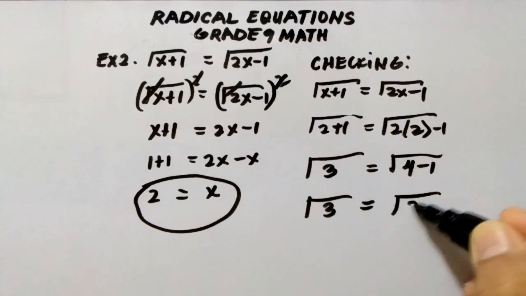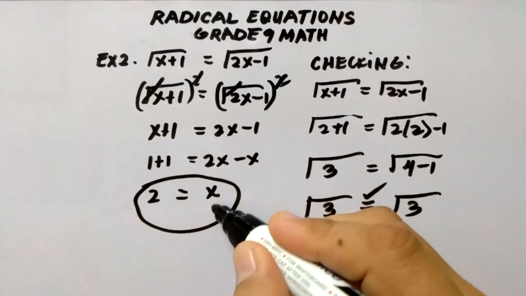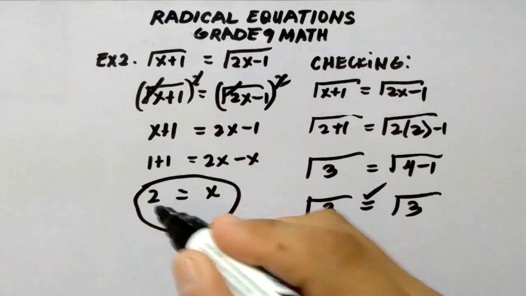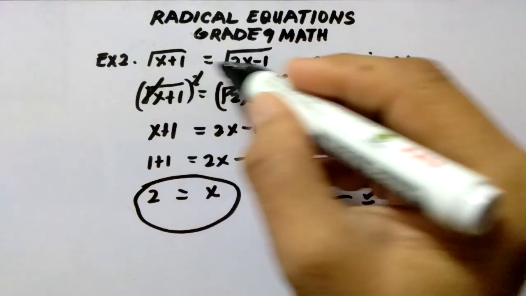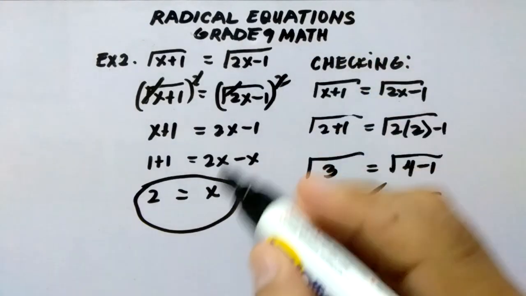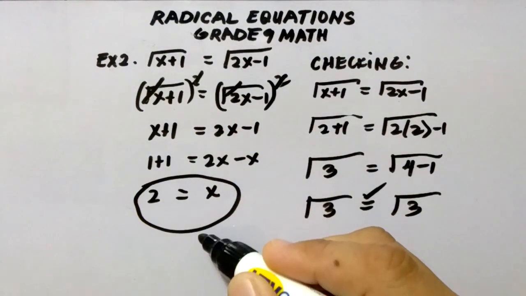So, we have square root of 3. Okay, so nagbalance po. Tama po. So, x is equals to 2. So, the solution set on this radical equation is x is equals to 2.